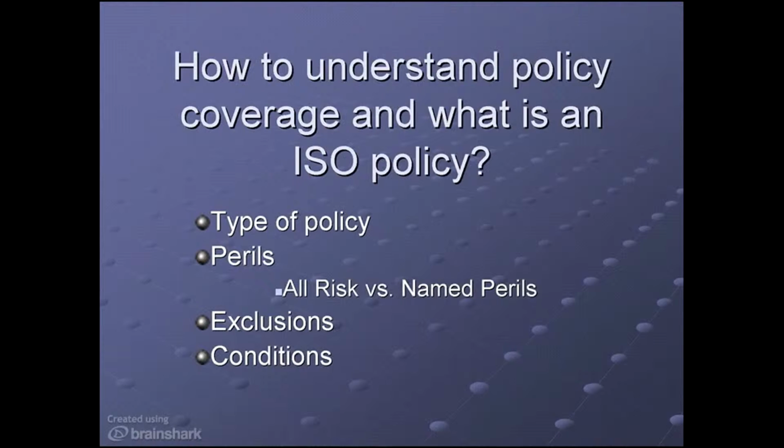And then there's a subset in there that says all risk versus named perils. Well, named perils are exactly what they sound like. They're things that are actually named in the policy. Well, what is an all risk policy? Well, what that is, it says if you have damage, if it's not excluded, then it's covered. Then you have exclusions, and then you have conditions. And these conditions are the things that the client has to meet.